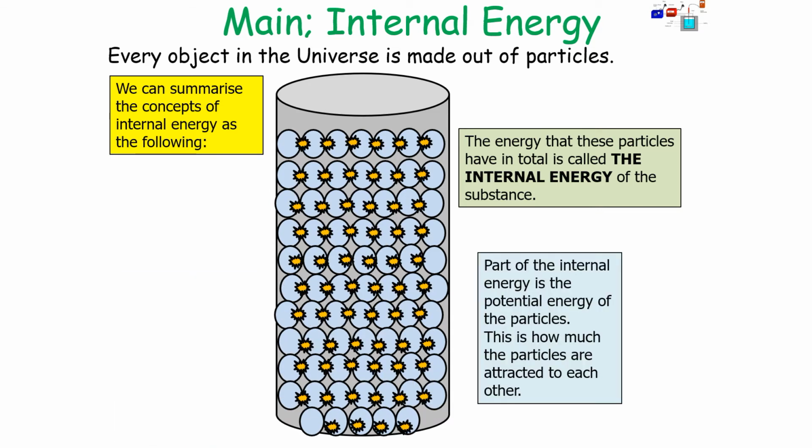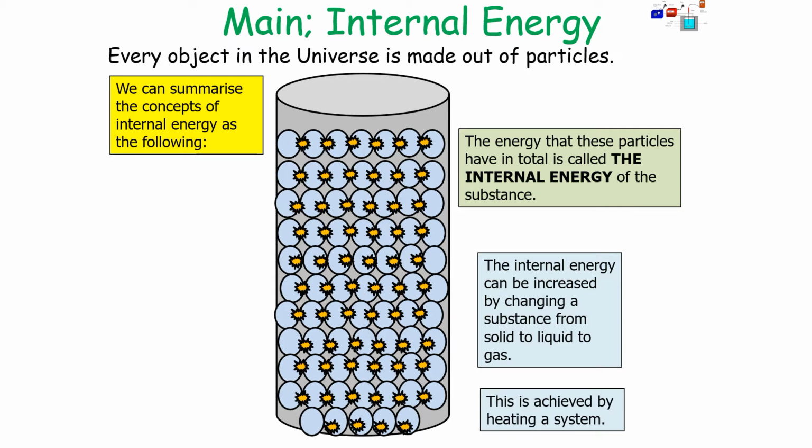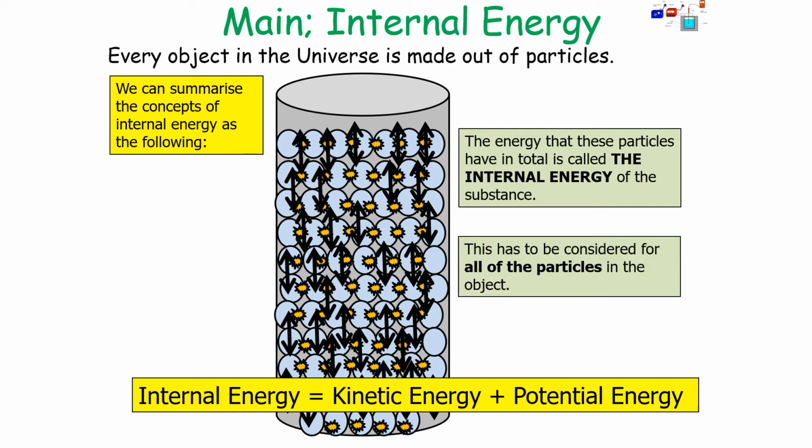Now another part of the internal energy store is the potential energy of the particles, which is how much the particles are attracted to each other. This can be changed by changing the state of the object. So the potential energy can be increased by changing a substance from a solid to a liquid to a gas. This is a very important idea because this can also be achieved by heating up, by doing work into the object. So our internal energy equals the kinetic energy plus the potential energy of all of the particles.